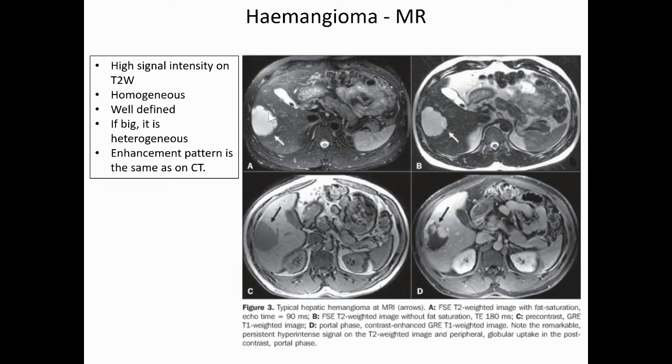Hemangiomas show the same behavior at MR. They are usually T2 bright, which is the top left image, and then we will do the T2 weighted image without fat saturation. It is the same color, so this lesion doesn't contain any fat. That's what these images A and B are telling us. And then before contrast, it's nice and sharp, and then when we add the contrast on image D, you can see the typical enhancement pattern as we have seen at CT.